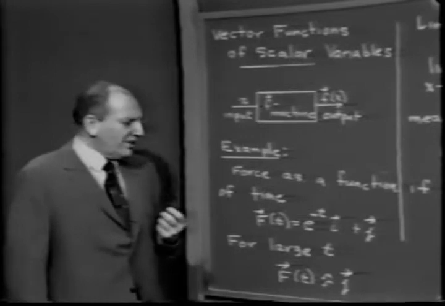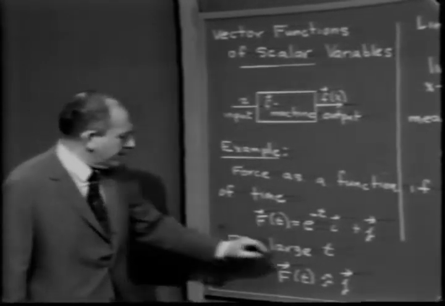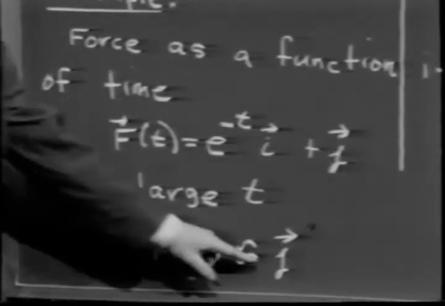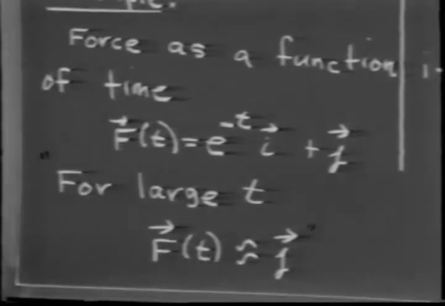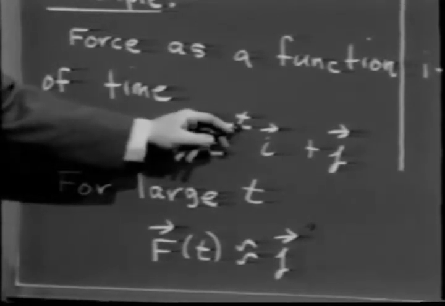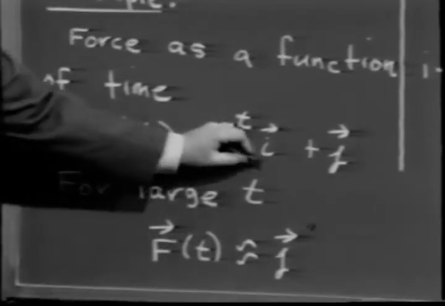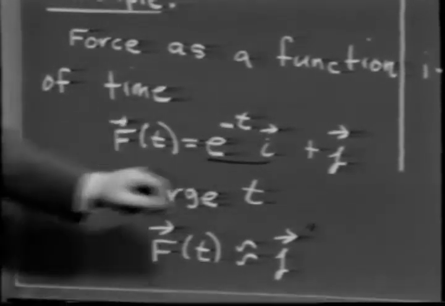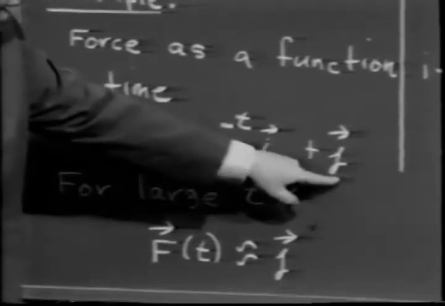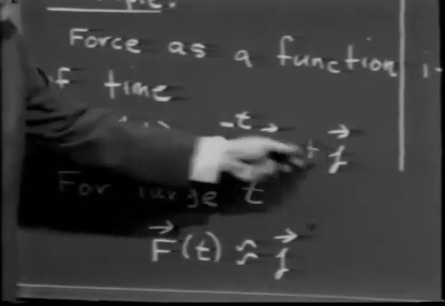Now, here's an interesting point. I look at this expression, and I'm tempted to say something like this: for large values of t, f of t is approximately j. Now, how did I arrive at that? Well, e to the minus t gets very close to 0 as t gets large. As t gets large, therefore, this component tends to 0. This component stays constantly j, or the component is 1. The vector is j, so that as t gets large, f of t behaves like j.